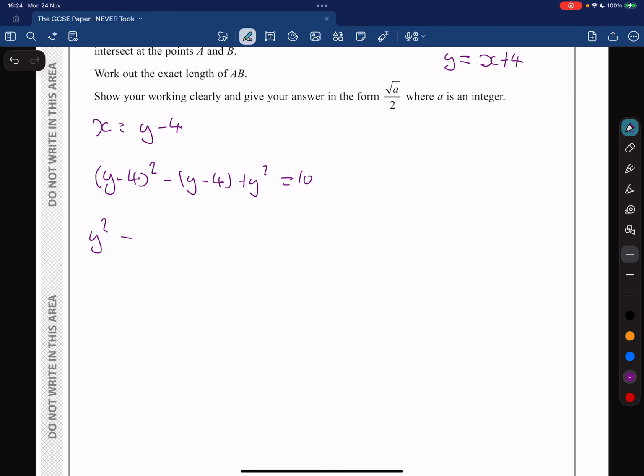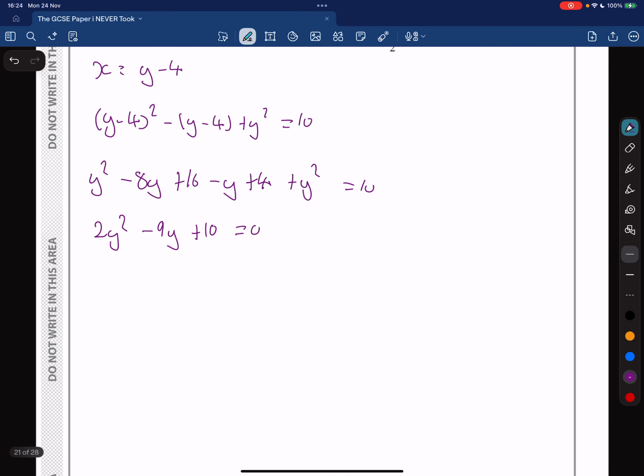So y squared minus 4y minus 4y, minus 8y plus 16, minus y plus 4 plus y squared. I know I did something wrong. Okay, I know what it was. Okay, cool. So now we've got 2y squared minus 8y minus y, minus 9y, 16 plus 4, 20, minus 10, plus 10 equals 0.